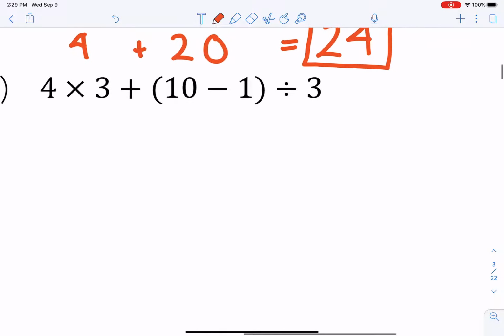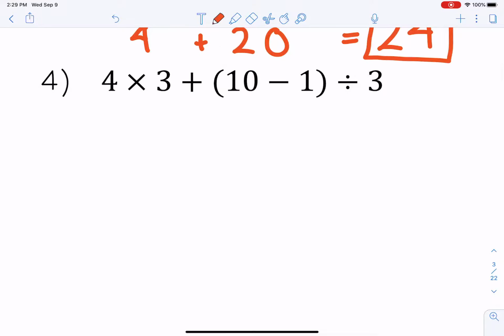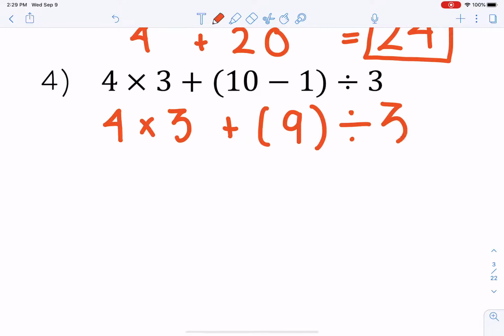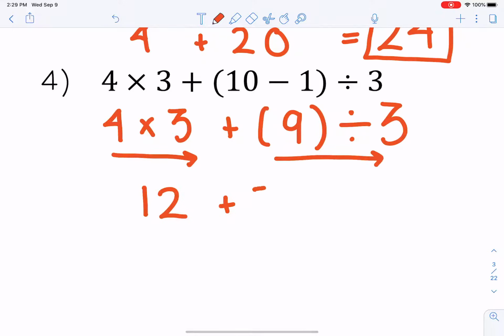Lastly, I have 4 times 3 plus 10 minus 1 divided by 3. Parentheses first. Now multiplication and division left to right. So you're going to scan this, do this first. So 12 plus 9 divided by 3 is 3. So 12 plus 3 is 15.